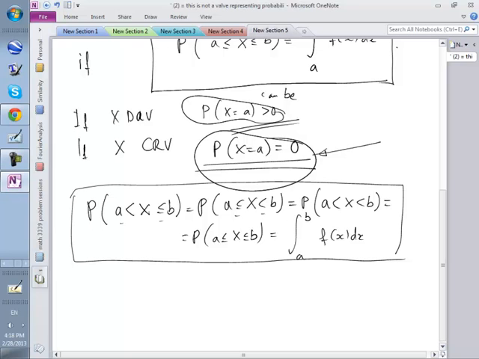No probability. It's impossible to get a specific value. You can get a range of values, and that range can be up to the accuracy of your instruments, but you cannot get a specific value. In other words, you cannot have infinitesimal accuracy. The likelihood of the occurrence of infinitesimal accuracy is 0.